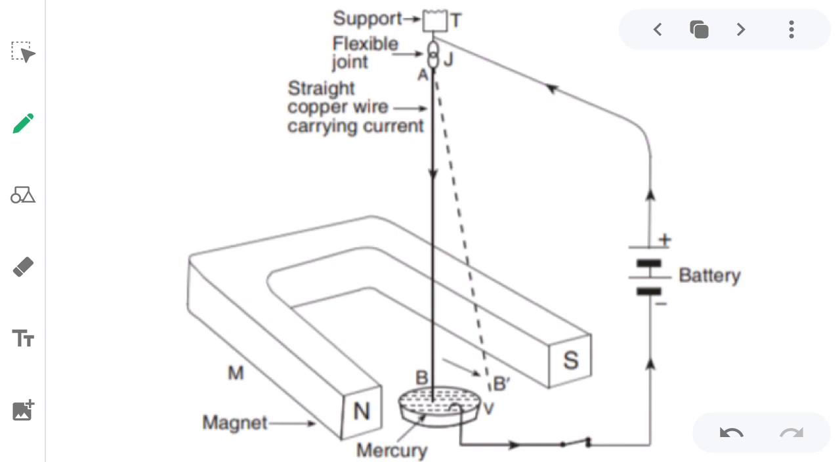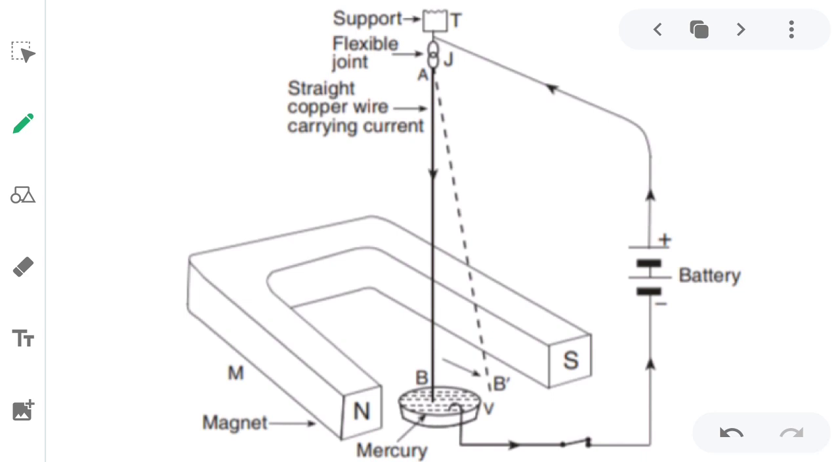The direction of force on a current carrying conductor placed in the magnetic field can be reversed by reversing the direction of current or by reversing the direction of the magnetic field. You can change the direction of force on the conductor in the magnetic field. How can you change it? By reversing the current flowing in the conductor, and the second way is by reversing the magnetic field.